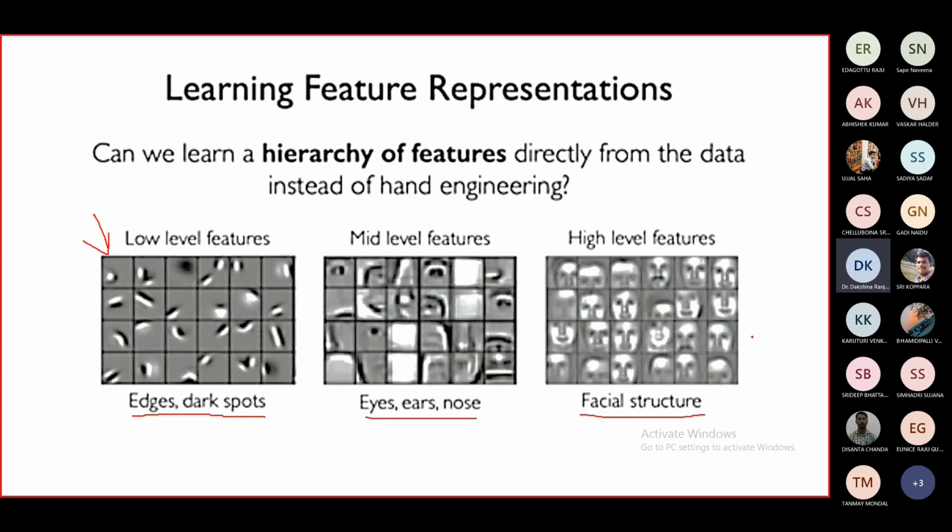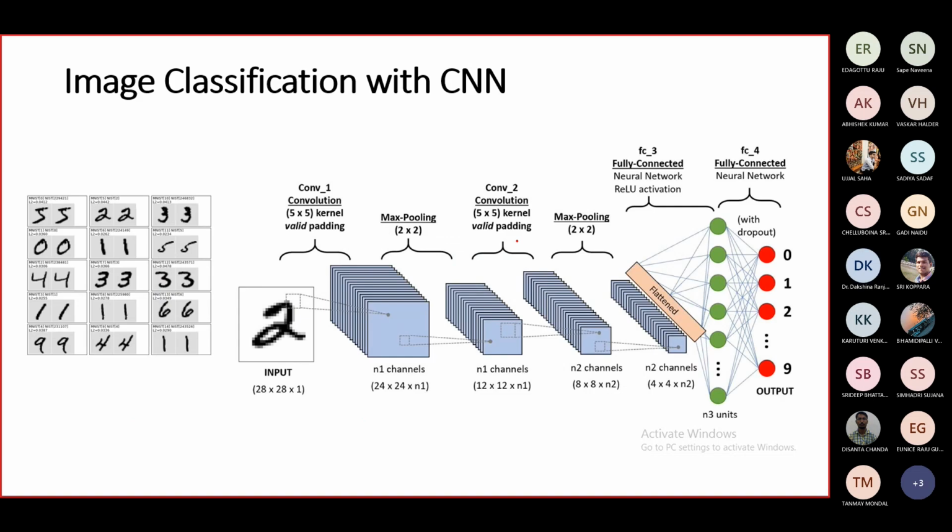The output of the last hidden layer is propagated to the output layer, and the output layer is responsible to classify or predict the input image, and accordingly the class label or prediction is decided. So this is the image classification with CNN. We will go into the details about convolutional neural networks.